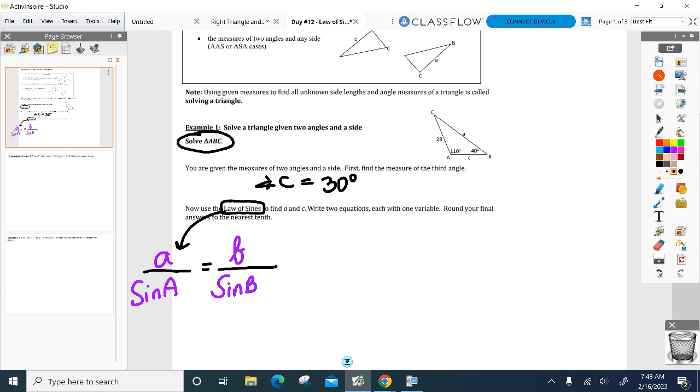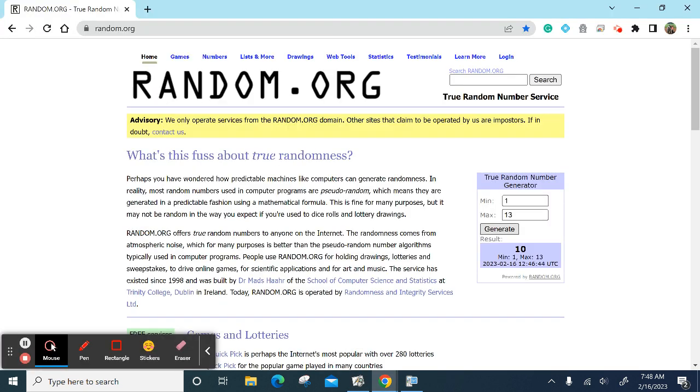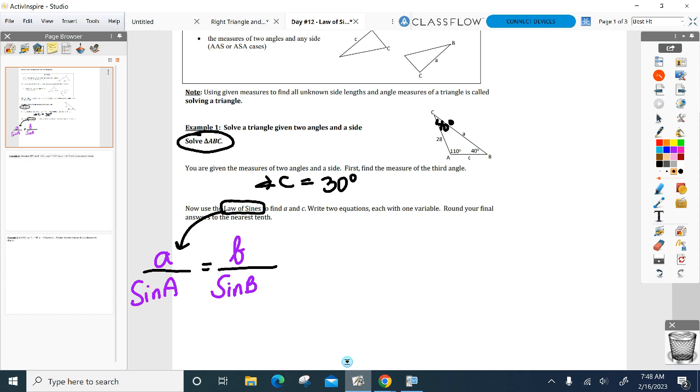All right, let me plug my 40 degrees in here. So let's go back. We have two sides to find now. You pick what side. It doesn't matter. We have enough information for everything. Pick a side you want to start with. AB.